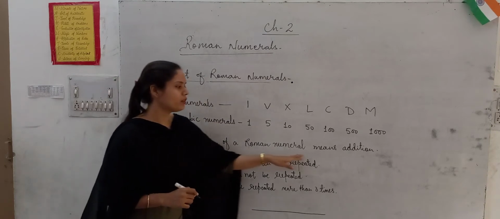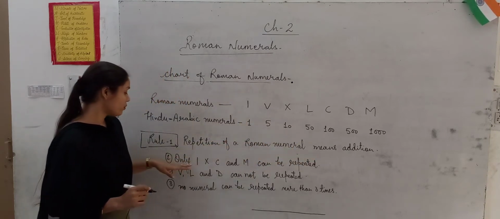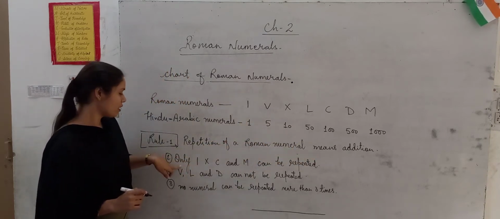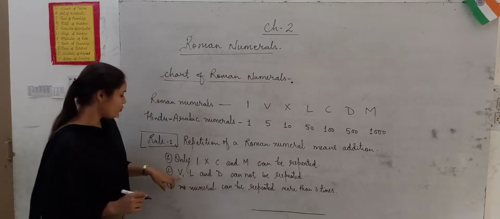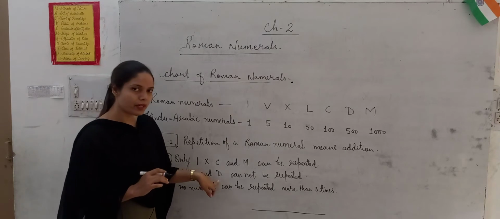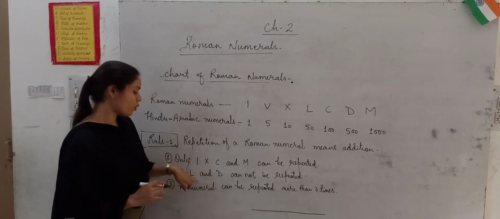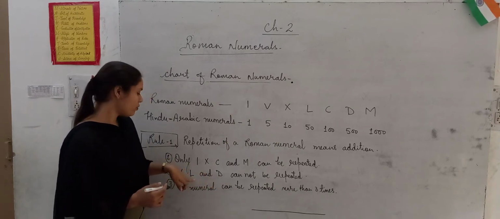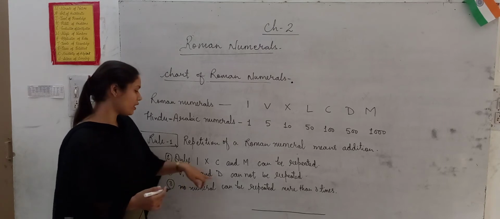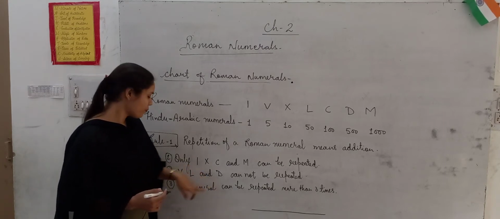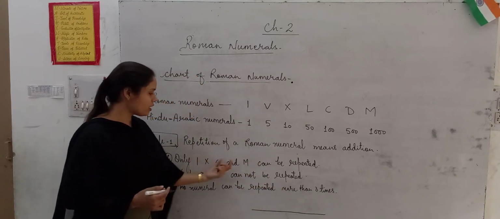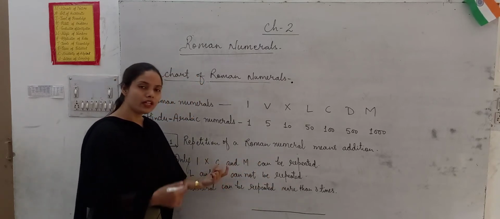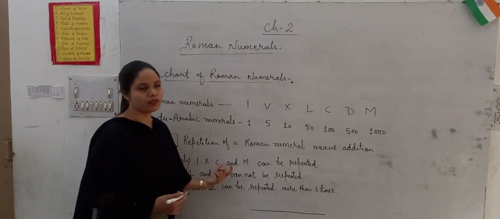Repetition of a Roman numeral means addition. Rule number 1, point number 1 of rule first: only I, X, C and M can be repeated. V, L and D cannot be repeated. We cannot write V twice or 3 times, and we cannot repeat L or D. Okay. No numeral can be repeated more than 3 times. Only I, X, C and M can be repeated, and only up to 3 times.